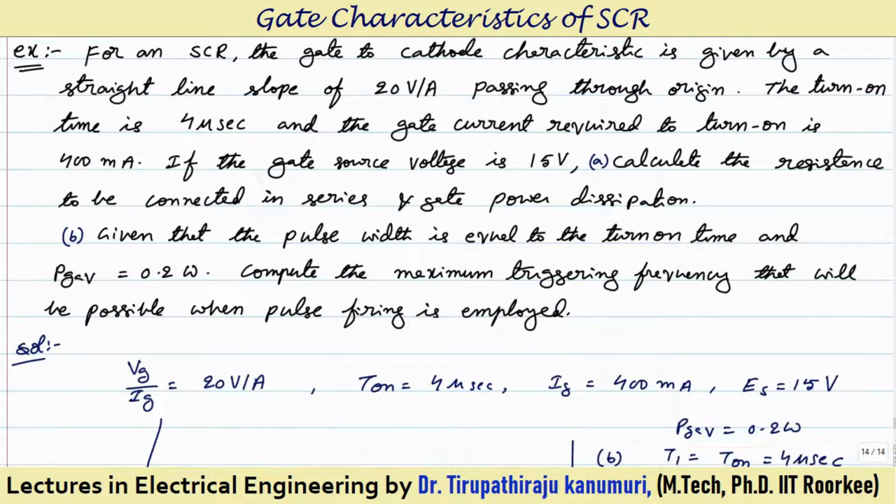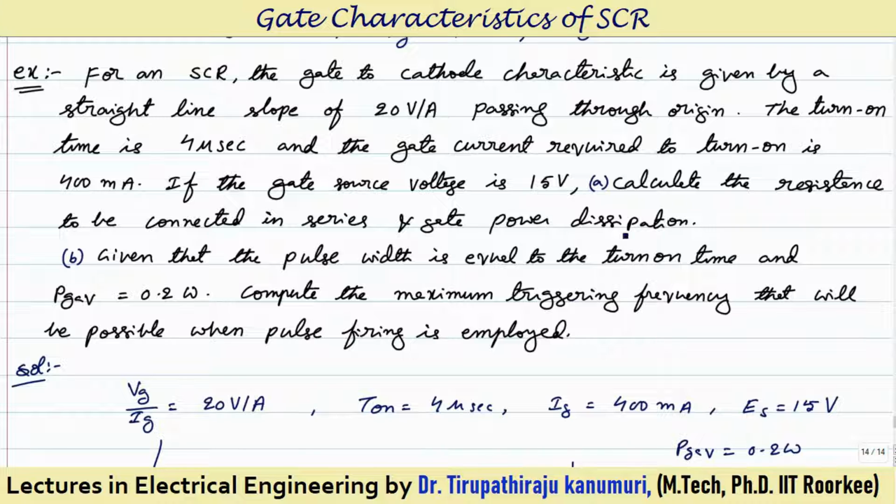So let us see one example for the case of pulse triggering, so that also will be completely clear to you. So for an SCR, the gate to cathode characteristic is given by a straight line slope of 120 volts per ampere. What is the meaning of this? The VI characteristics they are telling is a straight line. That means it is having linear VI characteristics passing through the origin. The turn on time is mentioned T1 is equal to 4 microseconds.